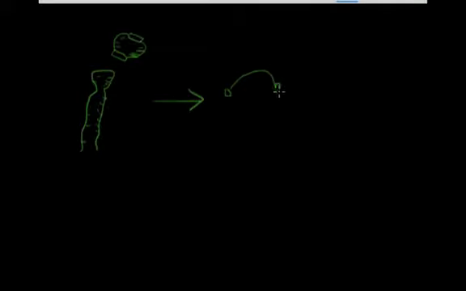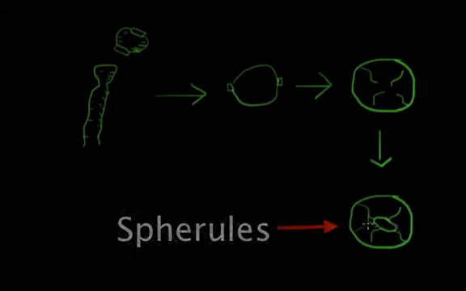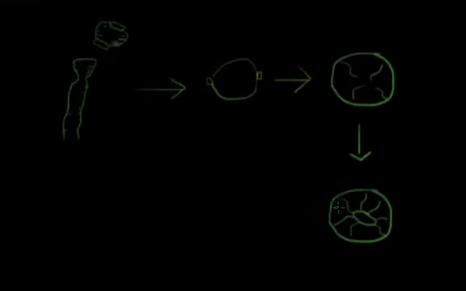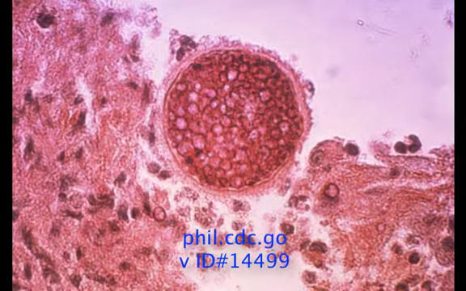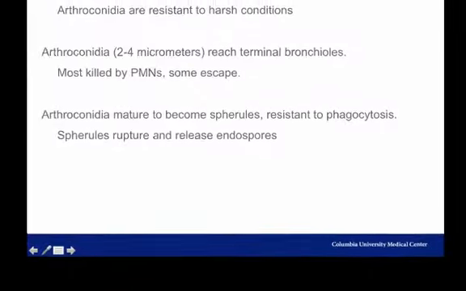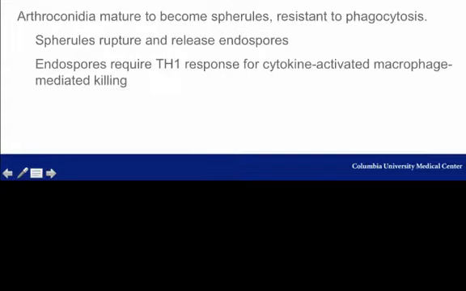In the terminal bronchioles, the surviving arthroconidia become round, large, and septate structures called spherules. The large size makes them resistant to phagocytosis. Inside the spherules, there are numerous tiny uninuclear elements called endospores. This spherule endospore structure, to my eye, closely resembles a pomegranate. Thanks, Grandma. Mature spherules eventually rupture, releasing the many endospores into the body. Endospores are resistant to innate immune defenses.